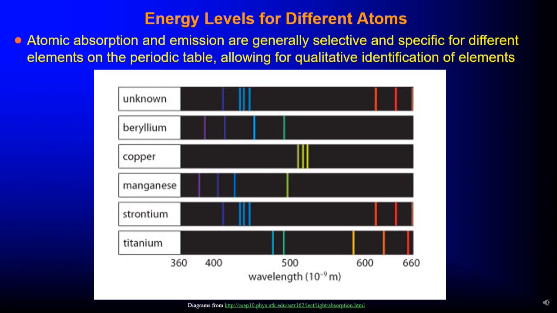So you can look at energy levels for different atoms. For example, the unknown, because we always compare with the library. So let's say we have the unknown and we have the library. If you compare the unknown and you look at the spectrum for strontium, you can say that the unknown is strontium.